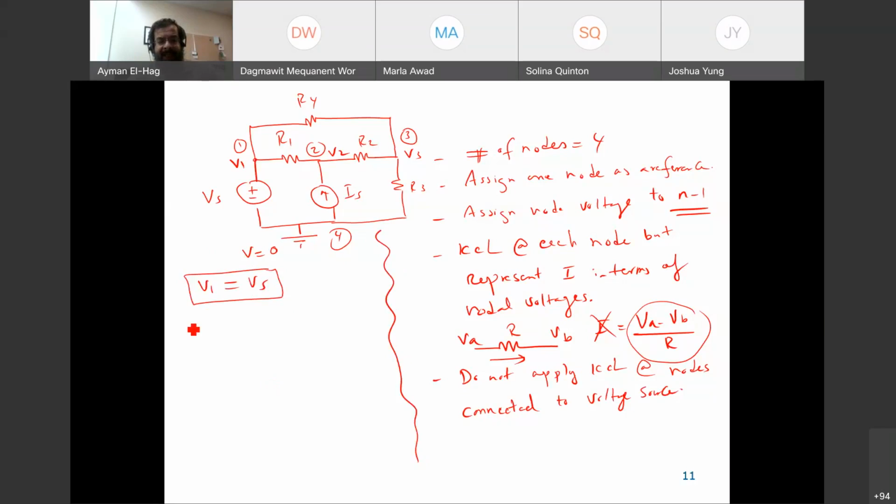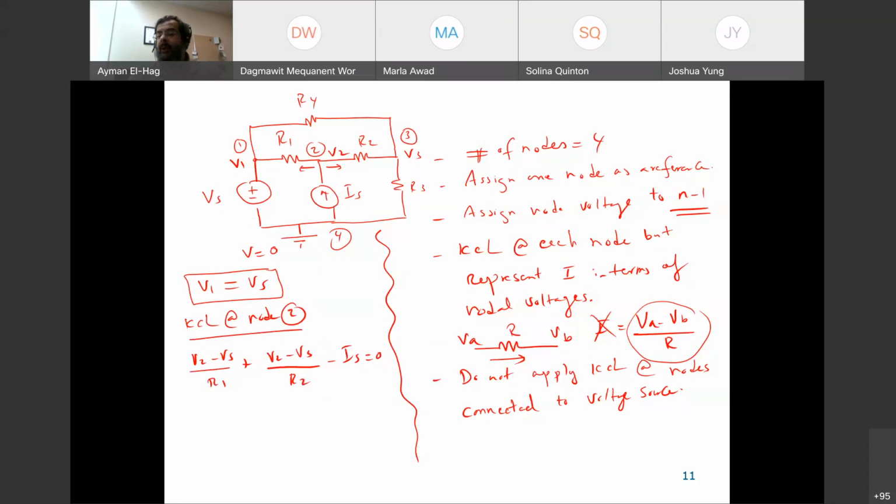Then we will apply KCL at node 2. At node 2, we assume the currents are leaving. This one is entering, I cannot touch it. Okay. So the current to the left is V2 minus Vs, known to us, divided by R1, plus to the right V2 minus V3 divided by R2 minus Is equal to 0.